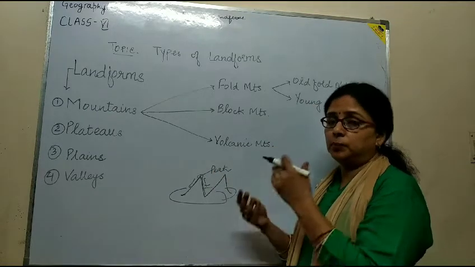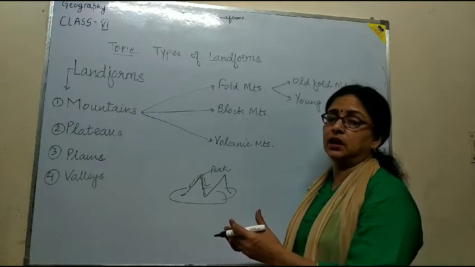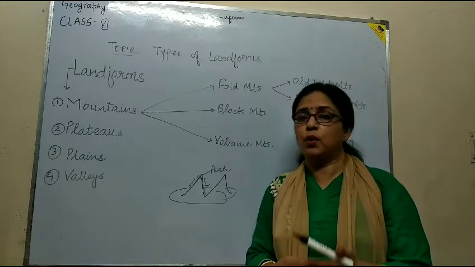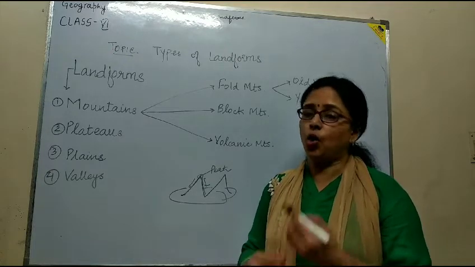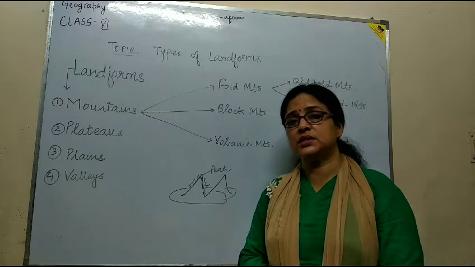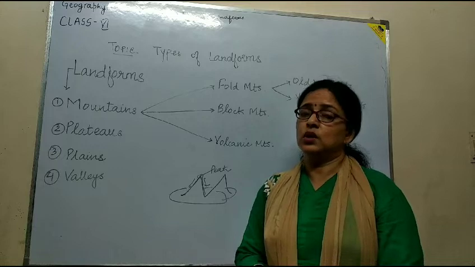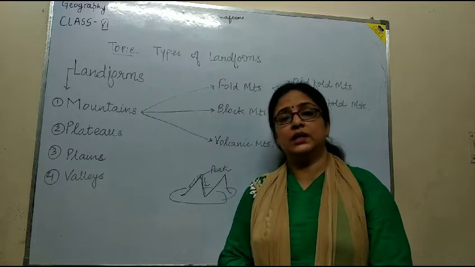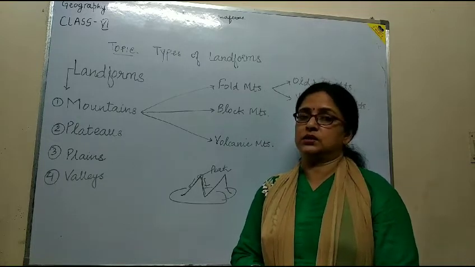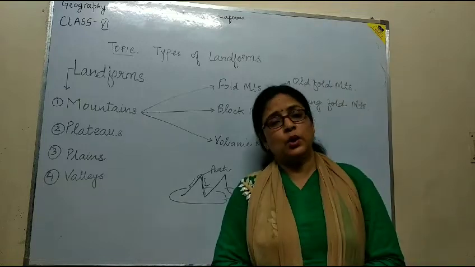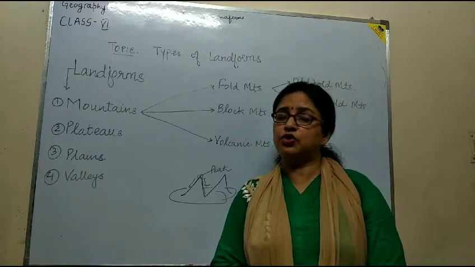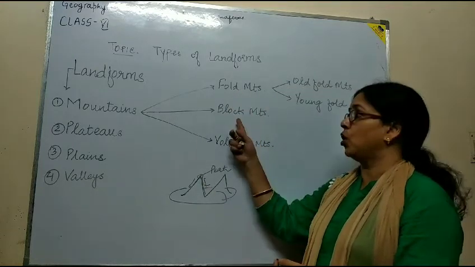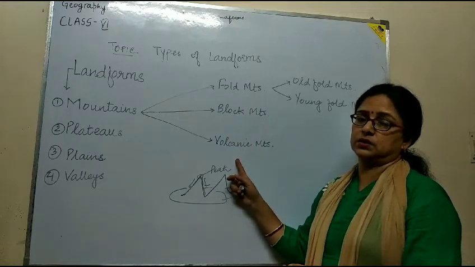And when there is a series of mountain peaks, that is called a mountain range. And when there is a chain of mountain ranges, it is called a cordillera. Cordillera means rope or chain. So the chain of mountain ranges is called a cordillera. Hills are lesser in height than mountains. Based on the mode of their formation, there are three main types of mountains: fold mountains, block mountains, and volcanic mountains.